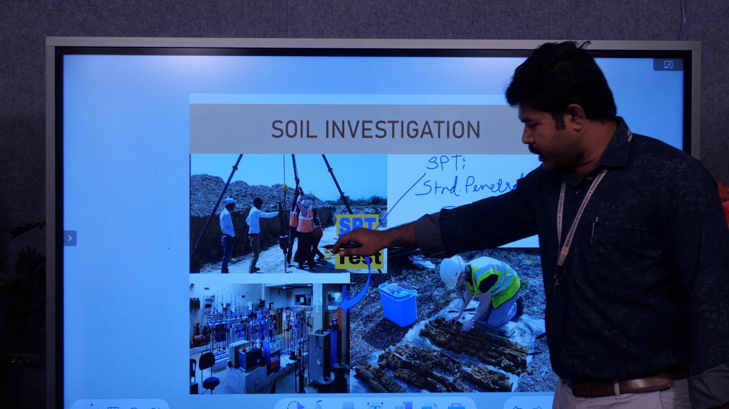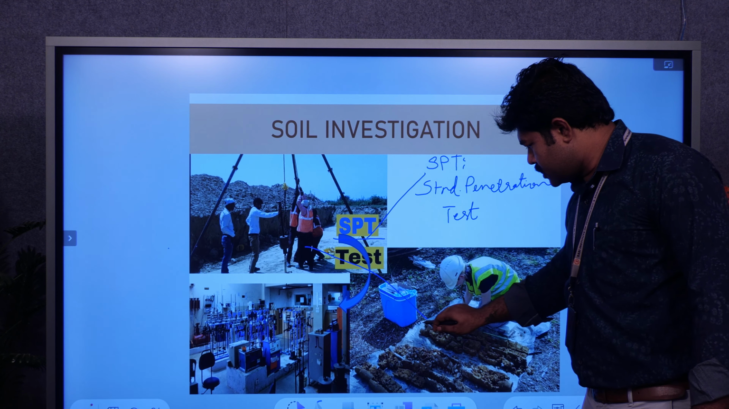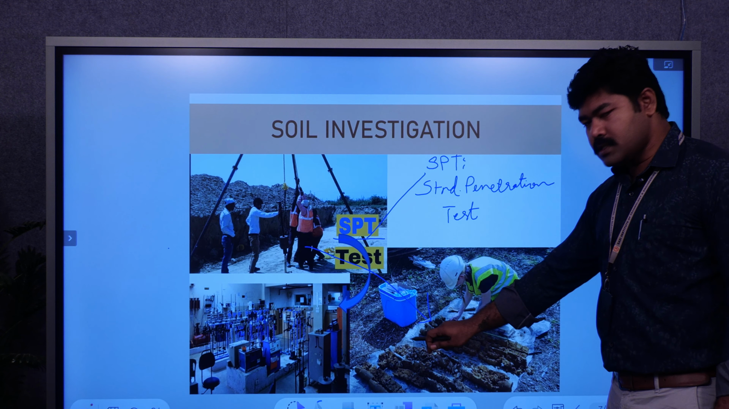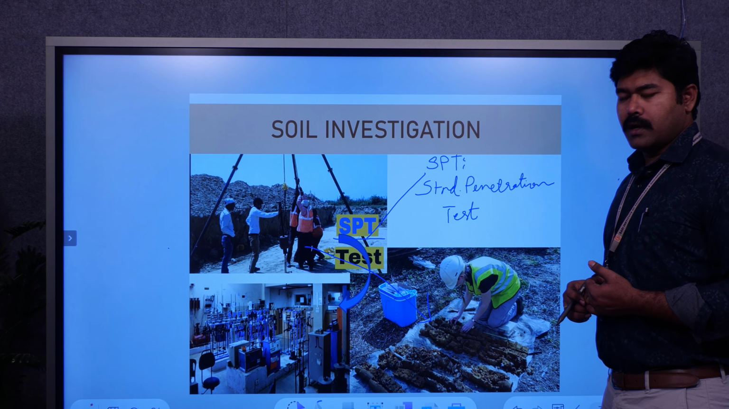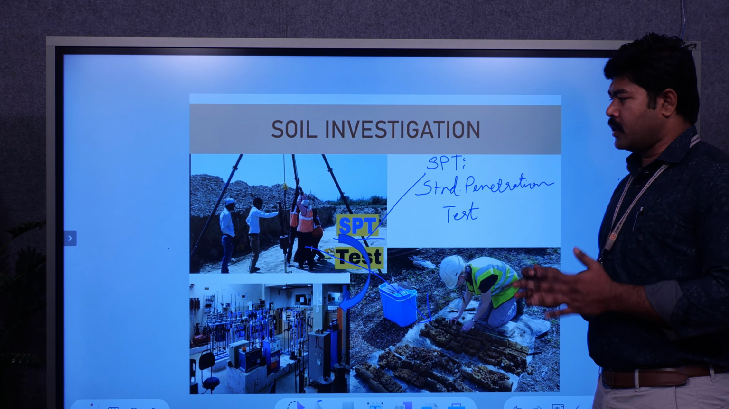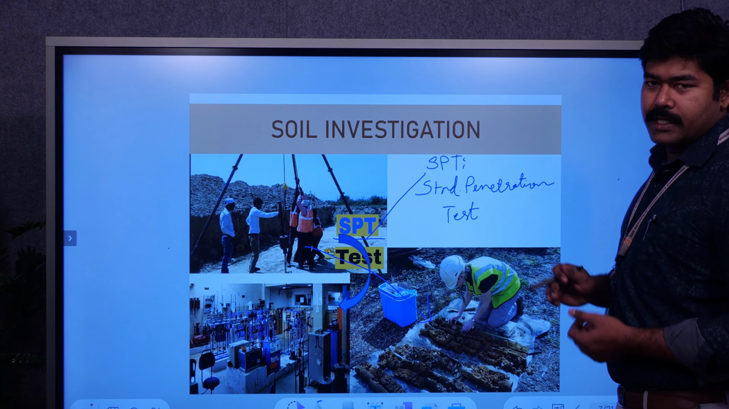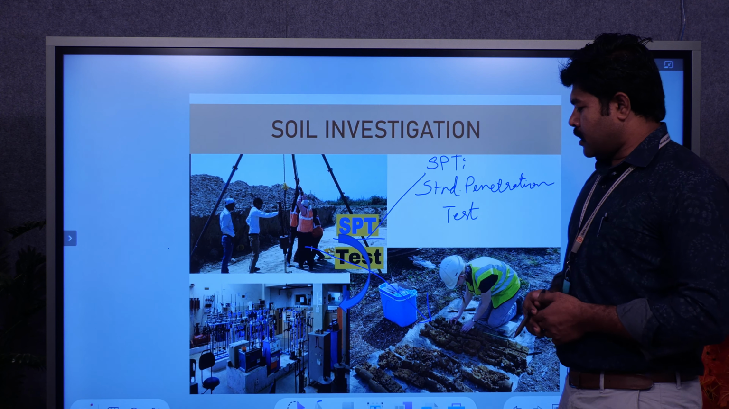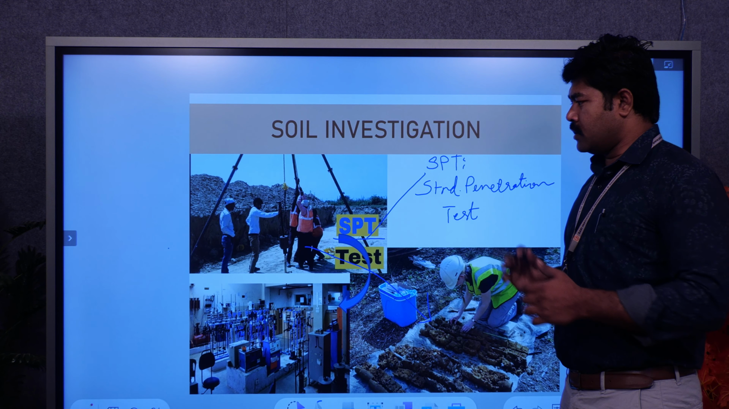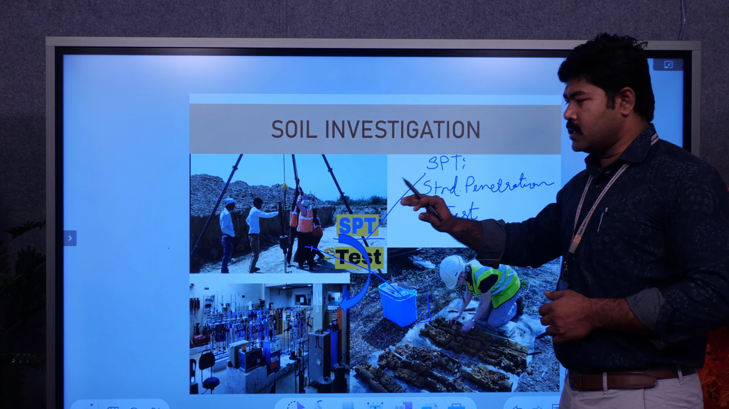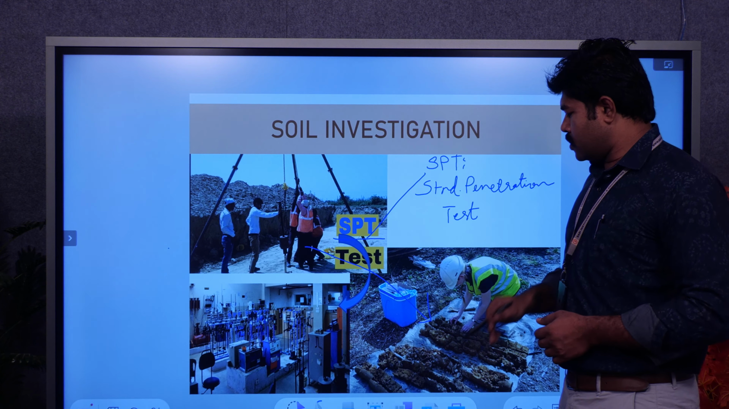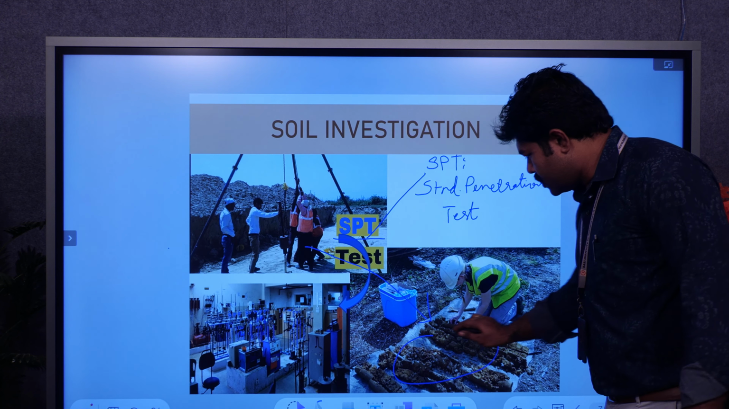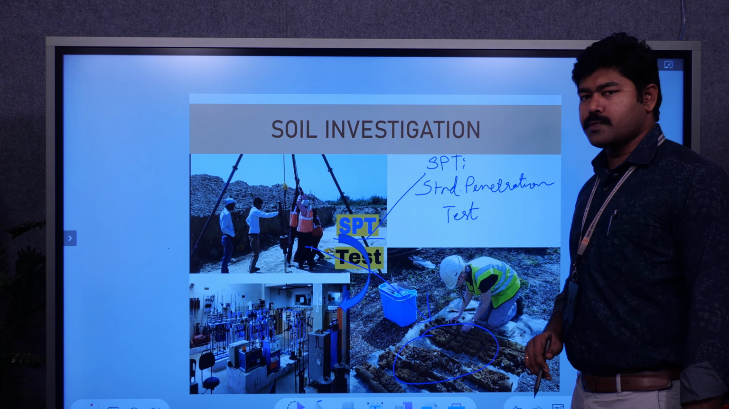After conducting this SPT test, we will get the soil samples. They are of two types: one is undisturbed and another one is disturbed. If the soil is disturbed, we call it a disturbed soil sample. If the soil is not disturbed and remains with the as-it-is properties of the field, we call it an undisturbed sample. These are the samples collected from the SPT test.